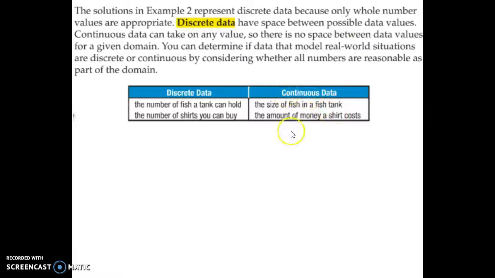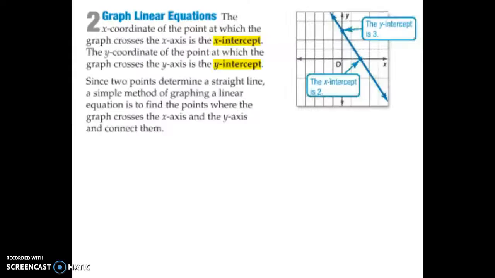Okay, continuous data. We can have decimals. We can have fractions. All right, it's like the size of a fish. We can have a decimal, etc., etc. 4.3 pounds.